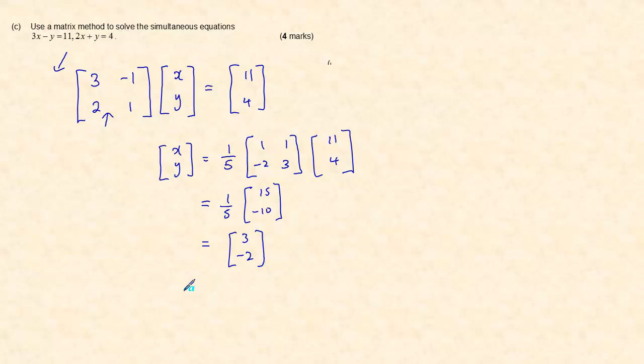And so x is equal to 3. And y equals negative 2.